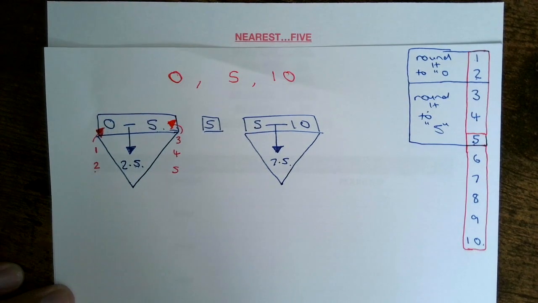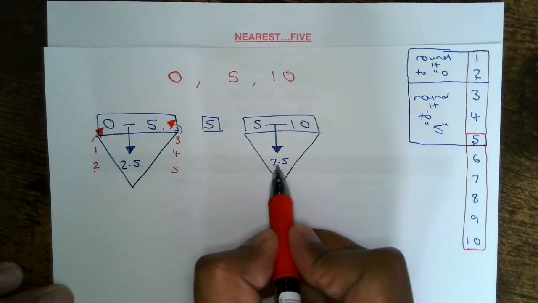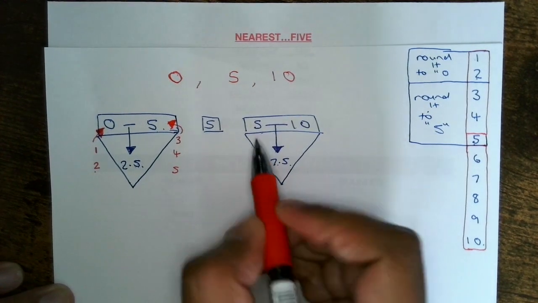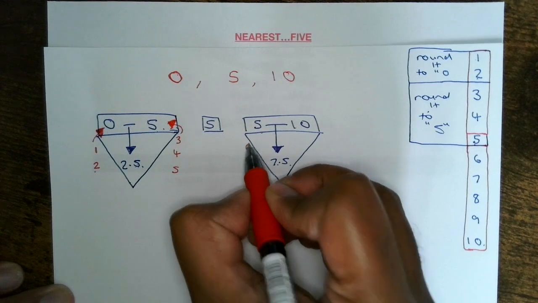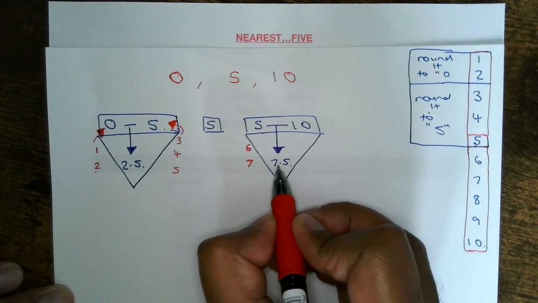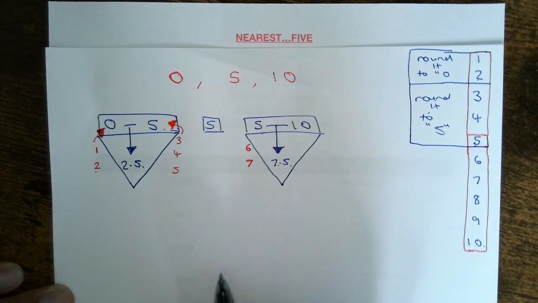So what we say is that the number 6 falls less than 7.5, so it's going to be rounded down to 5. So 6 falls on this side. Same with the number 7. The number 7 is less than 7.5, the midpoint, so it's going to be rounded down to the number 5.